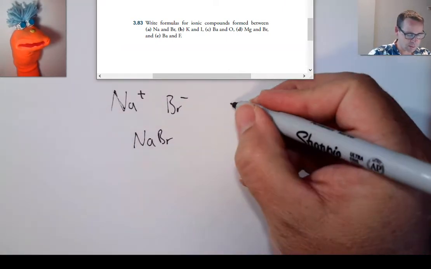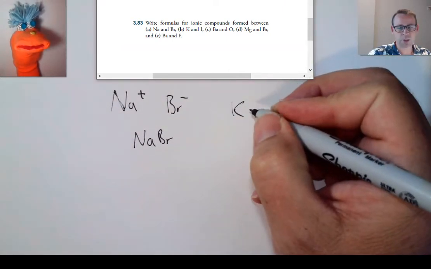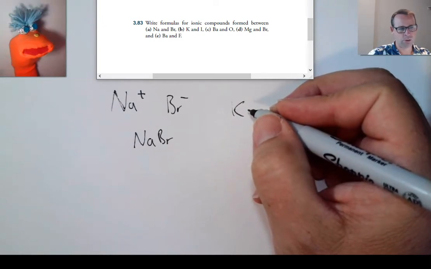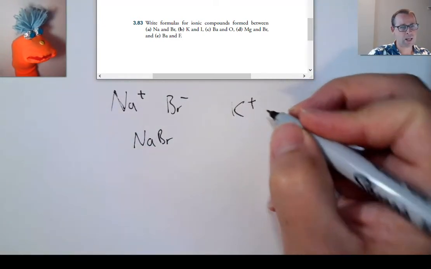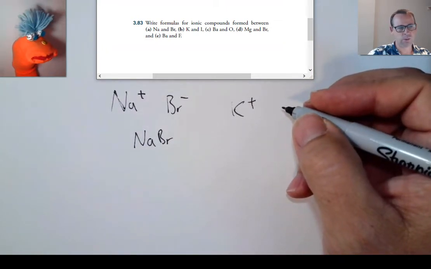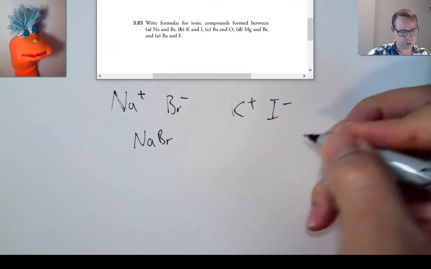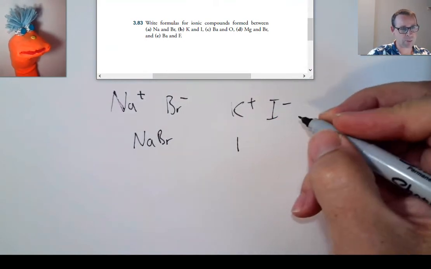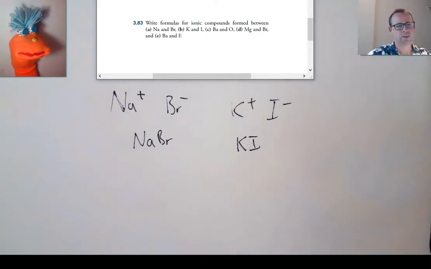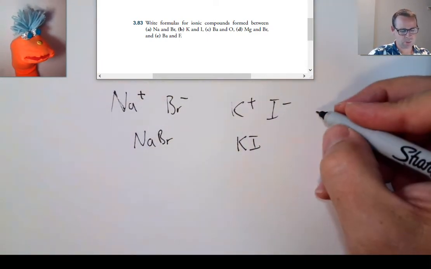Potassium iodide. Can you see where it's at on the periodic table? What element is it? 19. Oh, that's going to be a +1. And the iodide? What element is that? 53. Oh, it's a -1. Very good. So what is the resulting compound going to be? KI. Very good. Excellent.